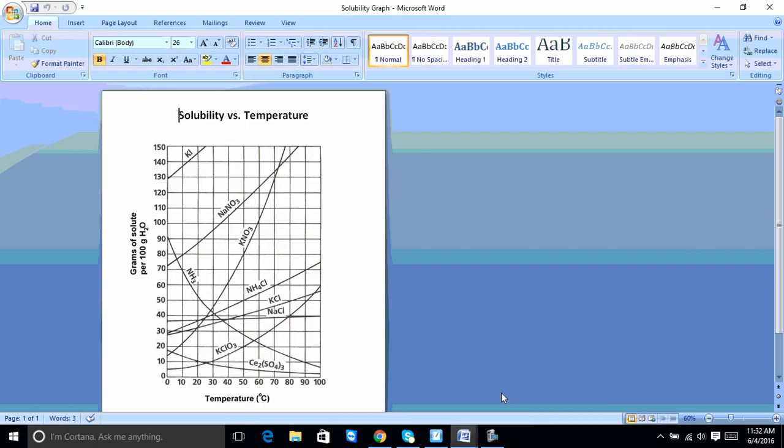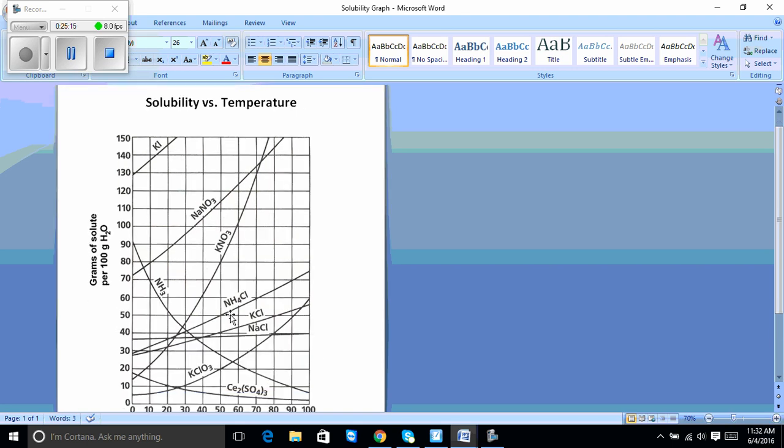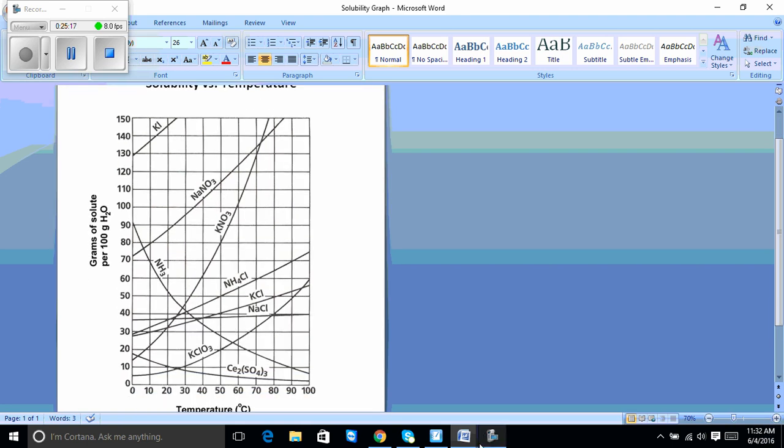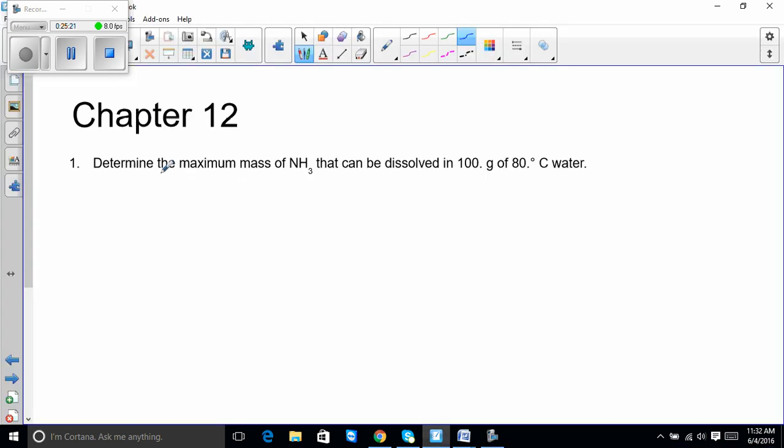When I flip back and forth, I'm going to make reference to this graph. I made it smaller, so I'm trying to make it as big as I can so that you can see it. So we're going to come back and forth to this graph. Here's the first question.